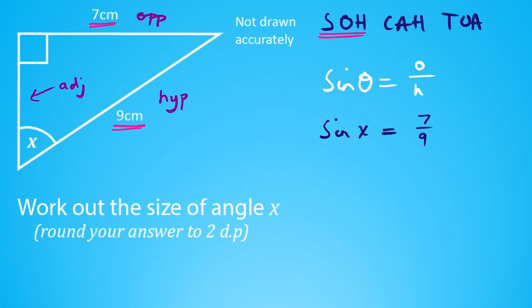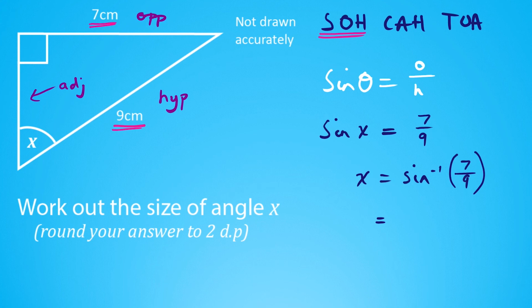But when you're trying to find a missing angle, this is where it's slightly different. You have to use the inverse sine. It's that to the power of -1. When you're doing it on your calculator, you have to use the shift button. So that's going to look like this. x is equal to inverse sine of 7 over 9. Type that into your calculator like that.